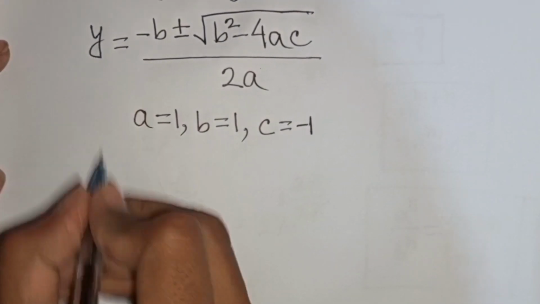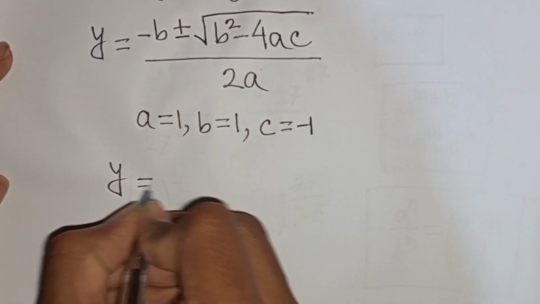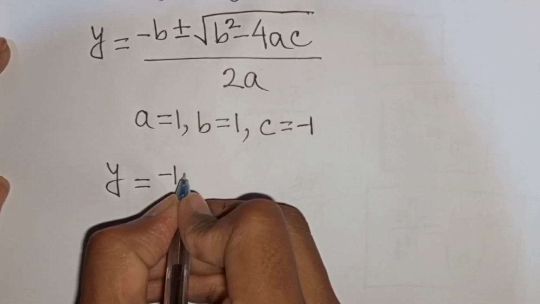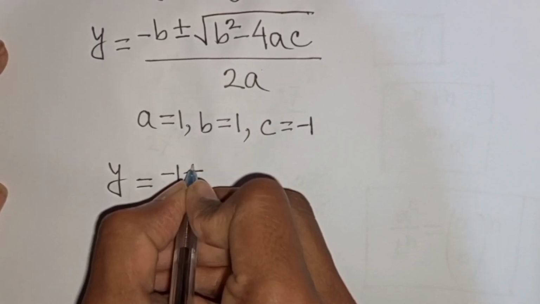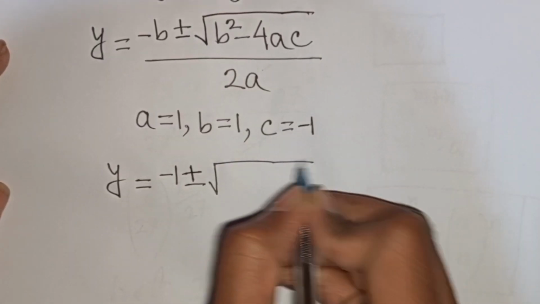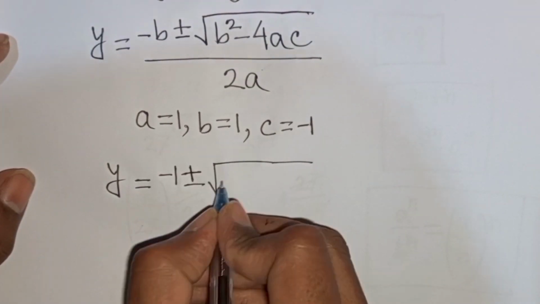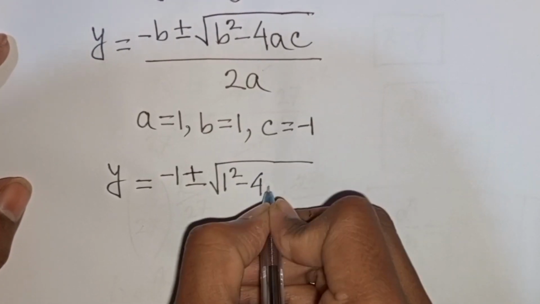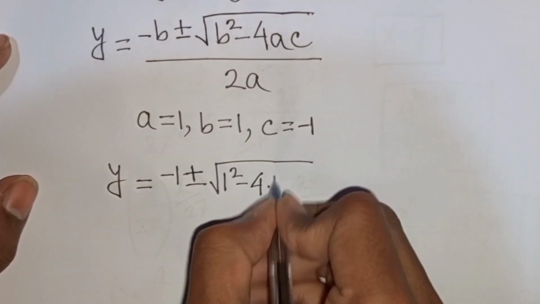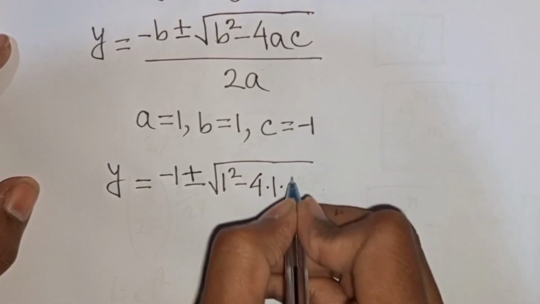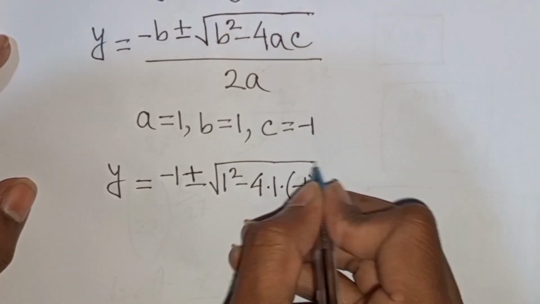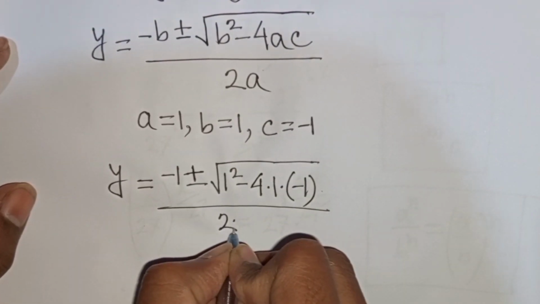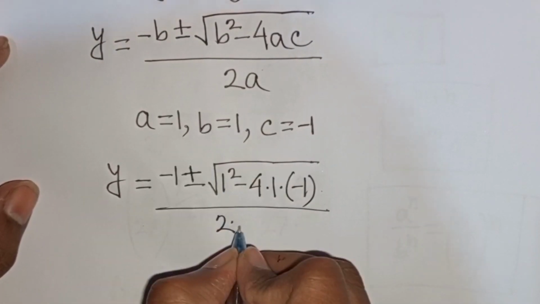Now we can write here y will be equal to minus b, that means minus 1, then plus or minus square root of b square, that means it will be 1 square, minus 4 times a, that means 1, times c, that means negative 1. So it will be bracket negative 1, then divided by 2 times a, that means 1.